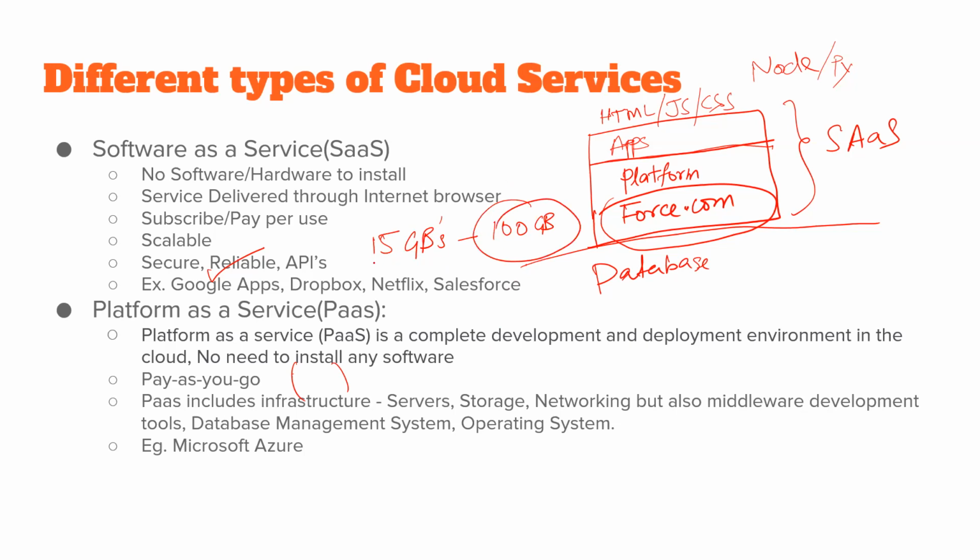This service was free. We are offering you 15 GB of space since you signed in on our application. But if you want to grow, if you have a requirement for 100 GB of data, we want you to pay for our service. And that is basically pay as you go. If there is a requirement, you pay, or if there is no requirement, you stay with whatever you have. Now, PaaS services include infrastructure such as servers, storage, networking, but also middleware, development tools, database management tools and operating systems.